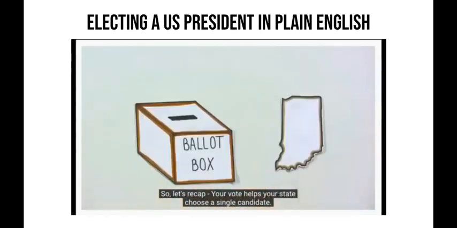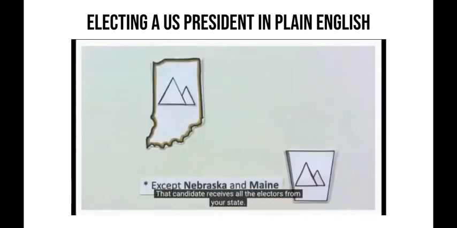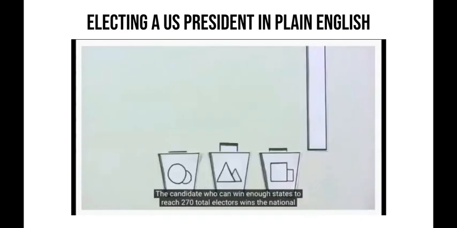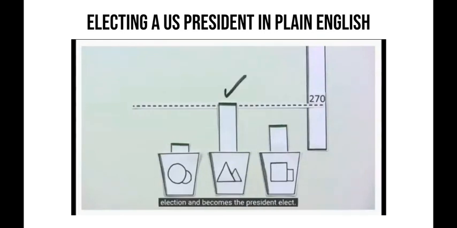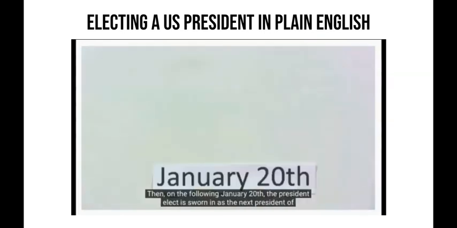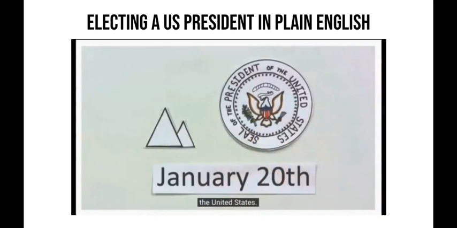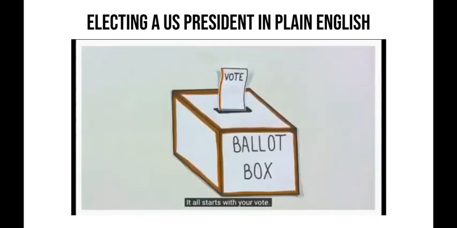Yay! So, let's recap. Your vote helps your state choose a single candidate. That candidate receives all the electors from your state. The candidate who can win enough states to reach 270 total electors wins the national election and becomes the president-elect. Then, on the following January 20th, the president-elect is sworn in as the next president of the United States. And it all starts with your vote.